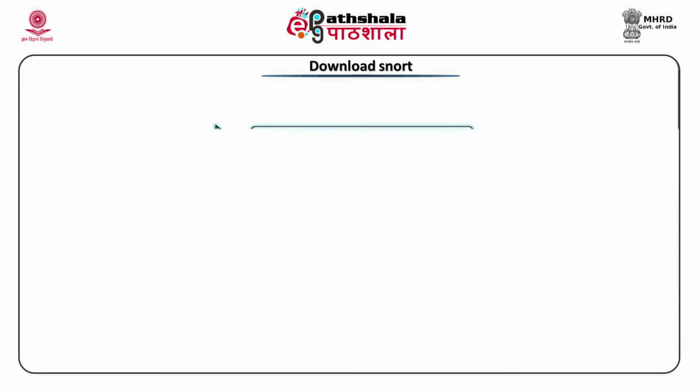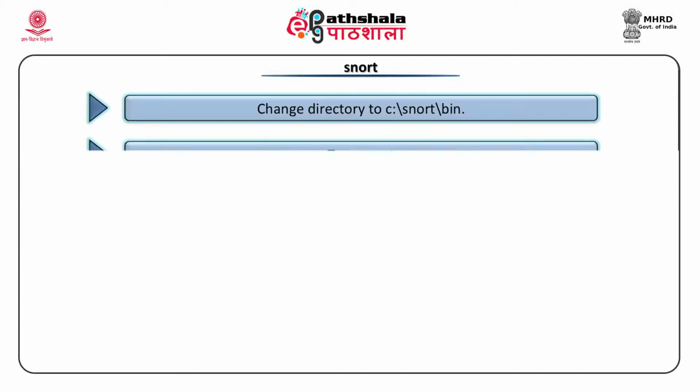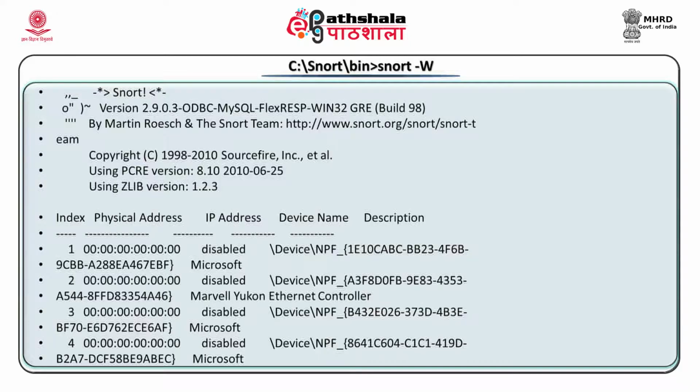For Snort, first download the installer, which is available on the site. If you type Snort download installer in Google, you can easily download it. Once installed, Snort can be found in the C drive where you are installing your programs. There you try to find the Snort directory. In that you have a bin directory. In the bin directory, go and type snort, and if you type snort -W, you will get all the interfaces that are available on your machine.